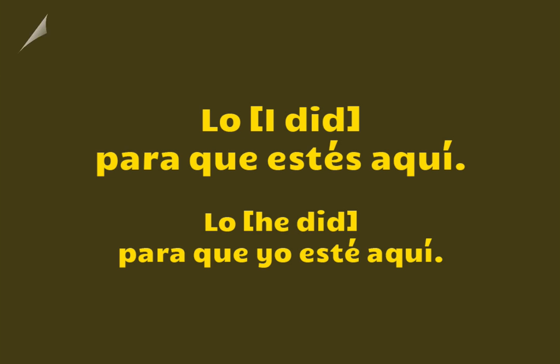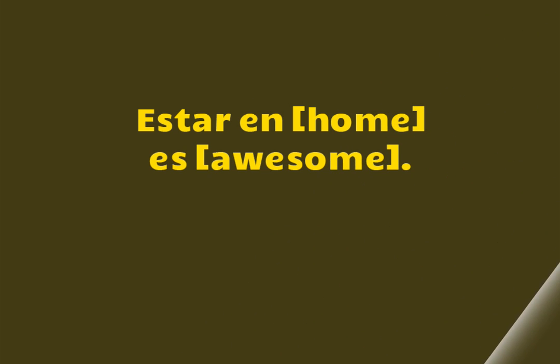Now let's go to some unconjugated forms and show how those can be switched out. Being at home is awesome. Since we're treating being at home like a noun, as if saying the house is awesome, this is going to be the infinitive. Estar en home es awesome. That's what it is. Being at home is awesome.